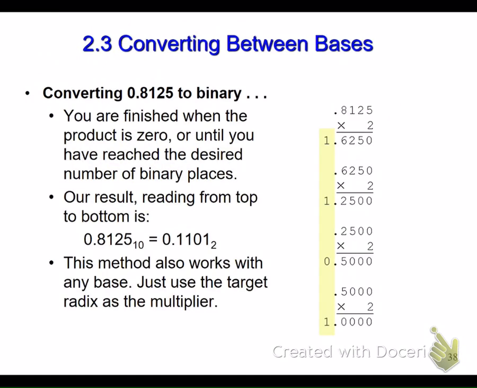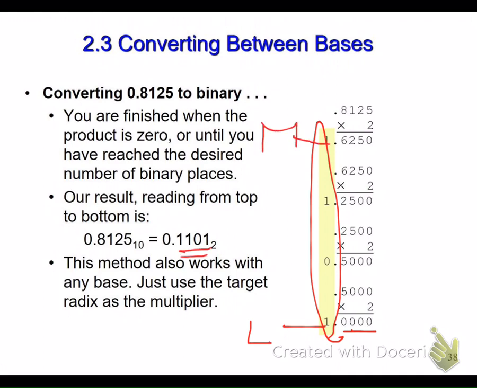When you do this many times, as an example, if you get 0 here, you have to stop and then you take that number. But just remember that this one here is, in this case, the least significant, and this one here is the most significant, as you can see with this number. So 0.8125 in base 10 will be basically 0.1101 in base 2.